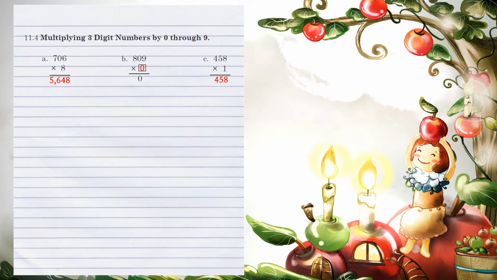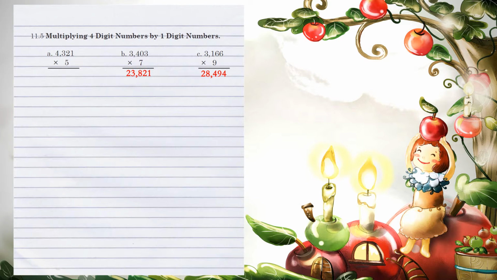5,648. Unit 11.5, multiplying 4-digit numbers by 1-digit numbers. Let's look at example A. Again, you always start to the far right. 5 times 1 is 5. Write down the 5. There's nothing to carry.